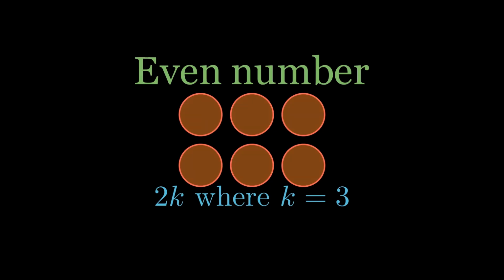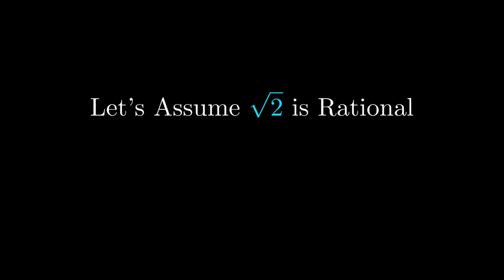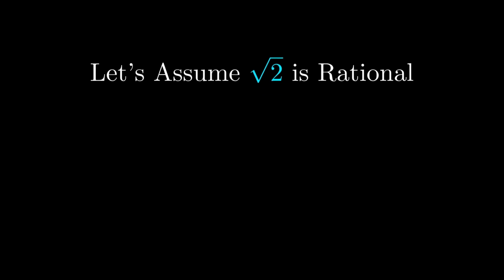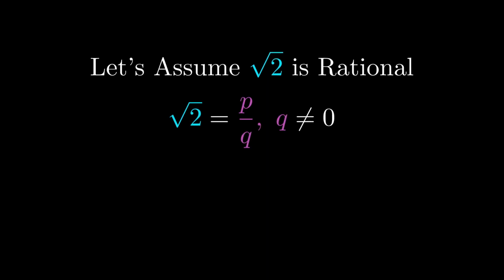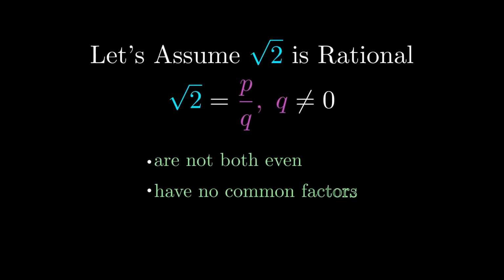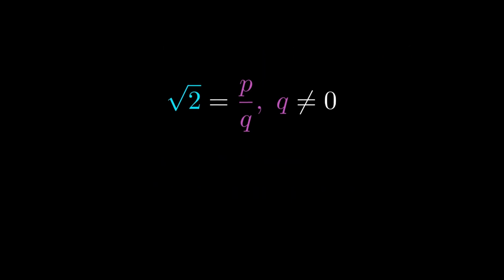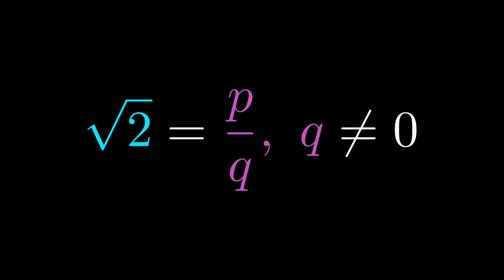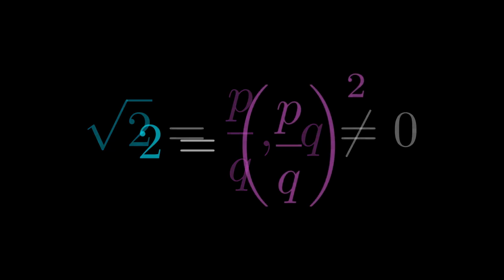And with that, we are now ready to prove that square root 2 is in fact an irrational number. Let's begin our proof by contradiction by assuming that square root 2 is a rational number. That is, it can be represented in the form p divided by q, where q is not equal to 0, and p and q are integers that are not even or have no common factors, or they'll cancel out. We're now going to work through this algebraically.